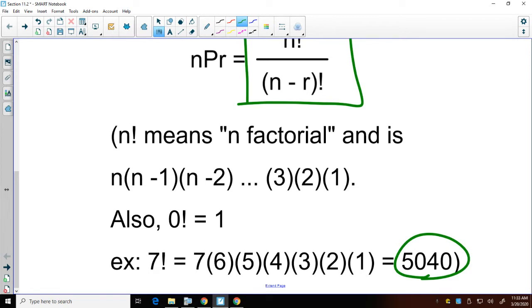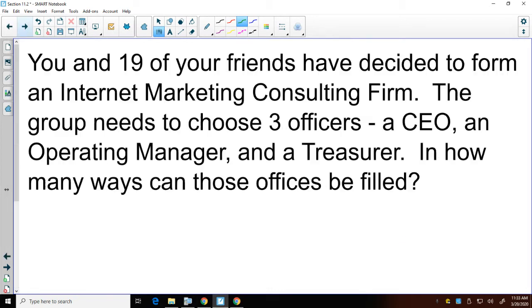Okay, so let's take a look at an example. It says you and 19 of your friends have decided to form an internet marketing consulting firm. The group needs to choose 3 officers. Oh, see right there, officers. I already kind of talked about this. A CEO, an operating manager, and a treasurer. How many ways can those offices be filled?